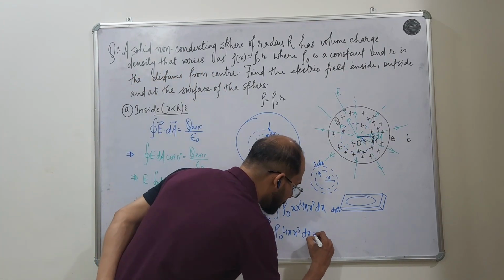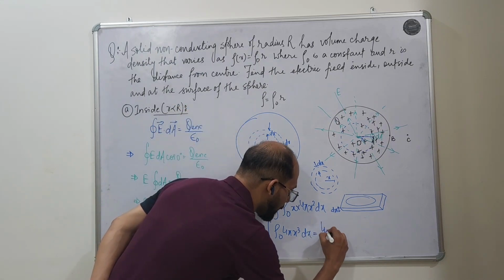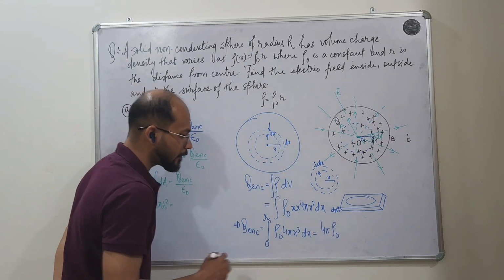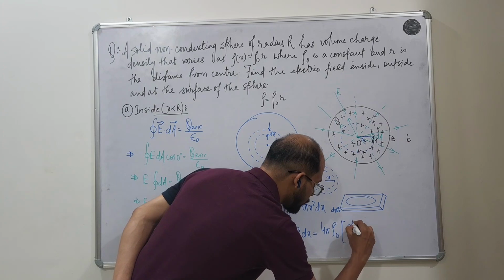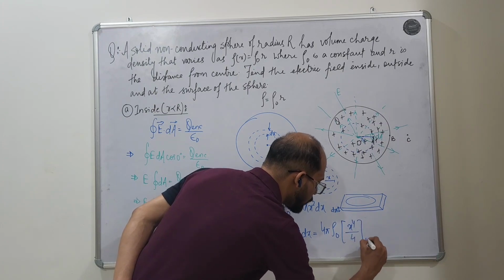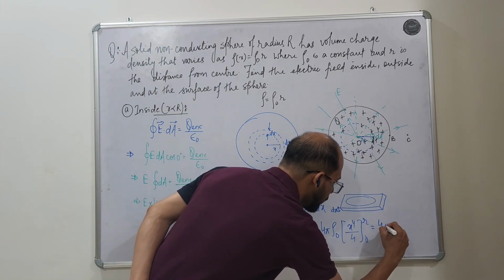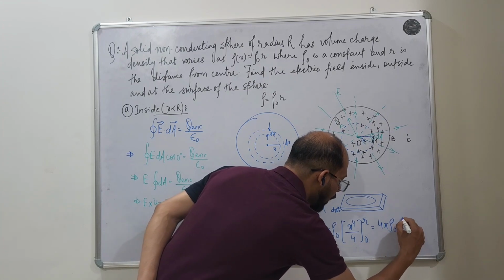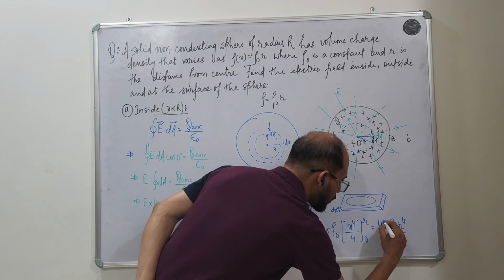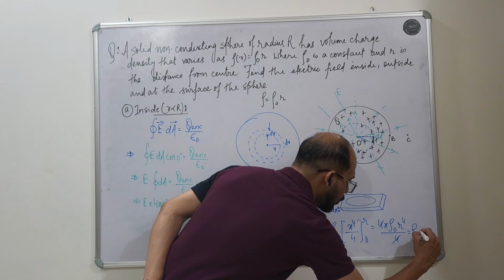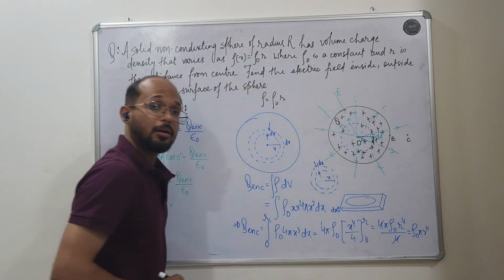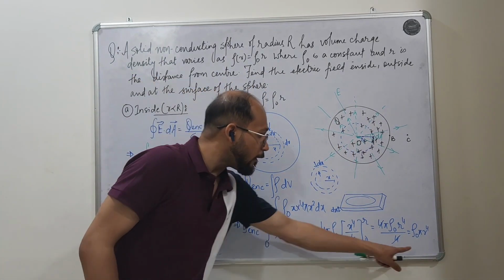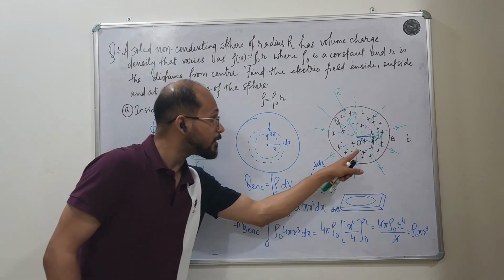So this will be 4 pi rho naught will come out of the integration sign and this will be x raised to the power 4 by 4 from 0 to r, so it will be 4 pi rho naught into r raised to the power 4 divided by 4. This will get cancelled out and we will get pi rho naught into r raised to the power 4.